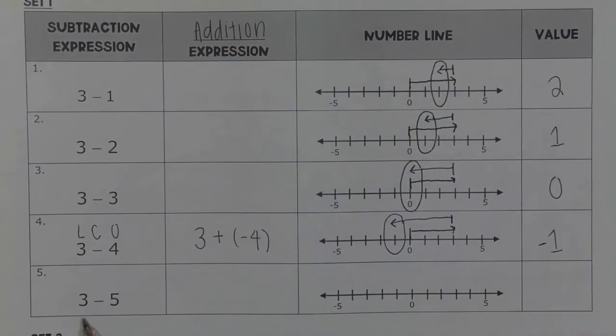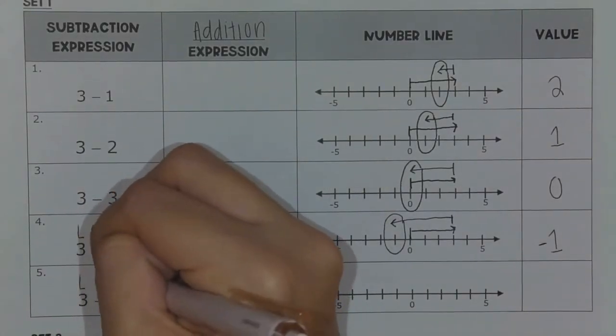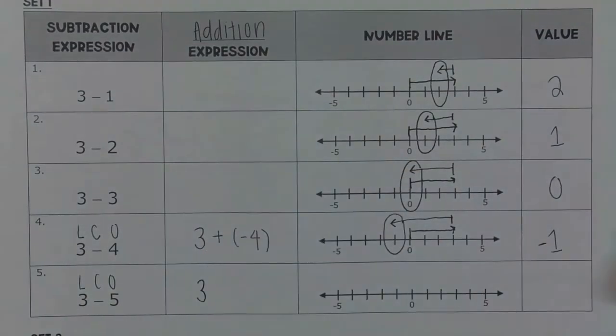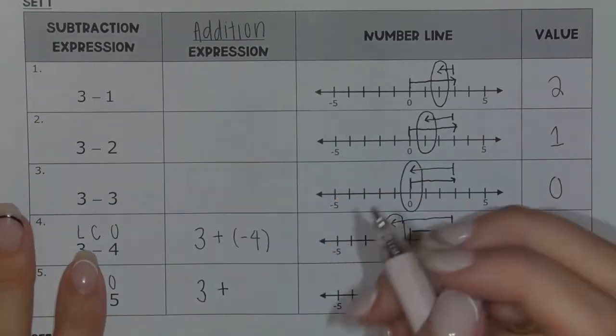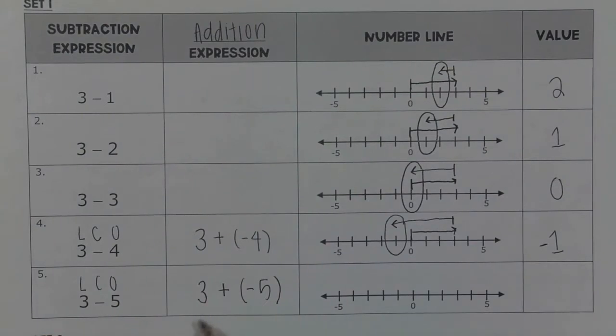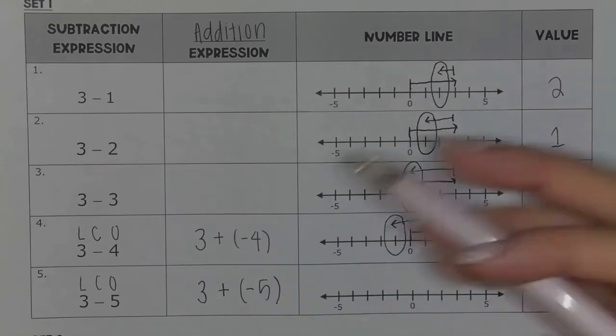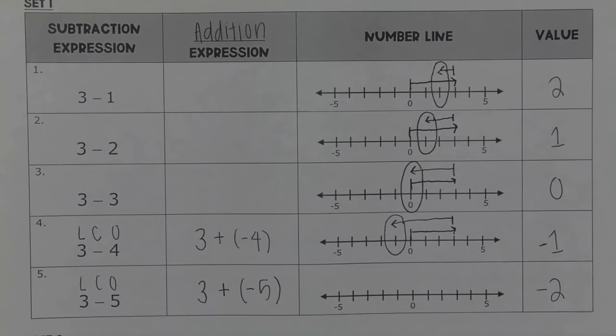When I look at number 5, I see 3 minus 5. And again, I can't take away 5 things if I only have 3 of them. So I need to change it to an addition expression. Again, my 3 letters that help me do that are L, C, O. I'm going to leave the 3, change the subtraction to addition, and then the opposite of positive 5 would be negative 5. I see that I have different signs, so I subtract and keep the sign with the most. So 5 minus 3 would give me 2. The sign with the most is negative, so I get negative 2.